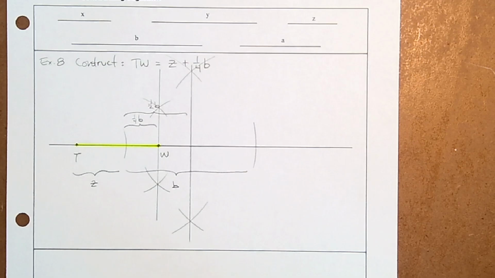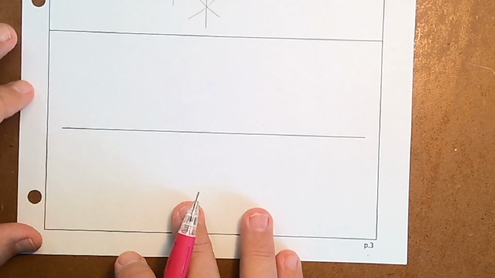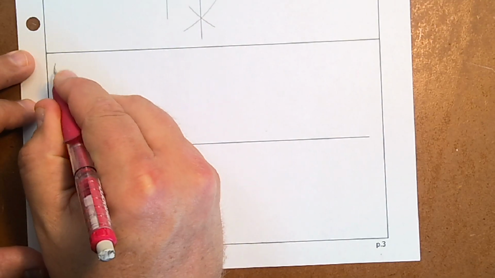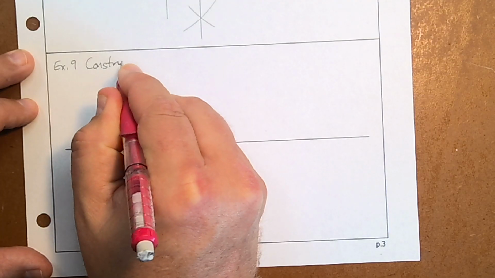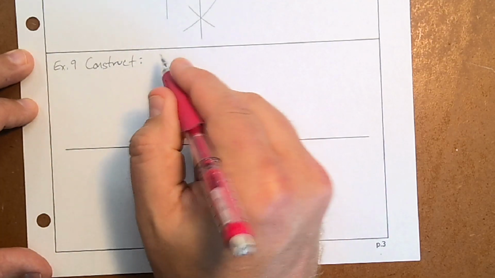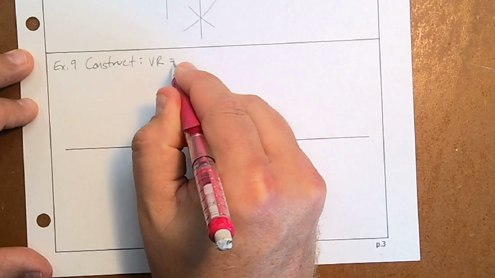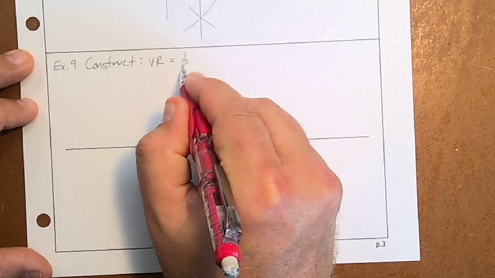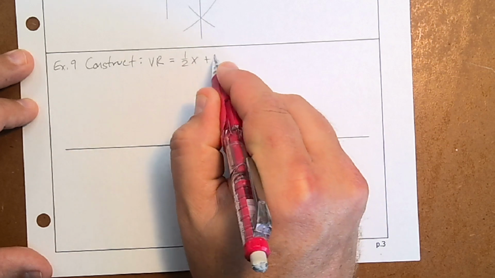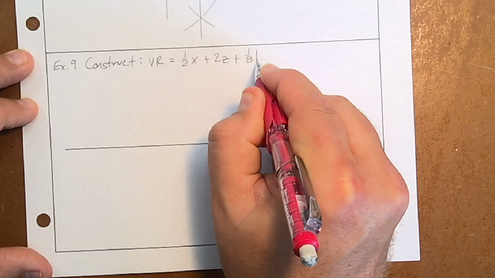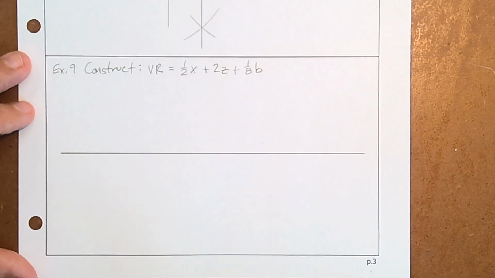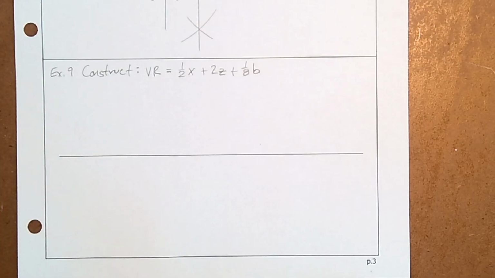All right, I got one for you. This is sort of your challenge problem. This one you're going to do all on your own. Let's see if you can figure out how to put this together. Here it is, example 9. You are going to construct segment VR, and that will be 1/2 X plus 2Z plus 1/8 B units long. Ready, set, go.